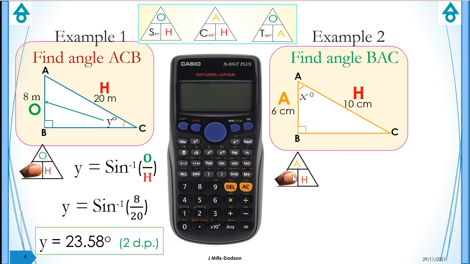And because it's a cosine triangle, we're going to work out x is equal to the inverse of cosine of adjacent divided by hypotenuse. Replace A and H with 6 and 10.